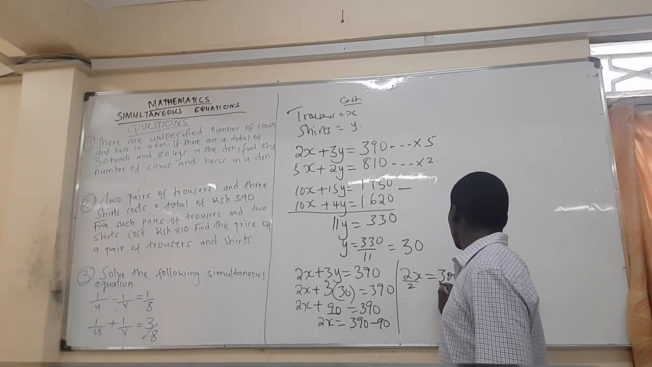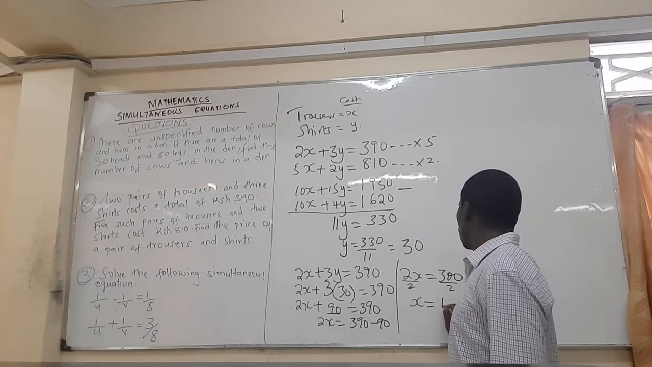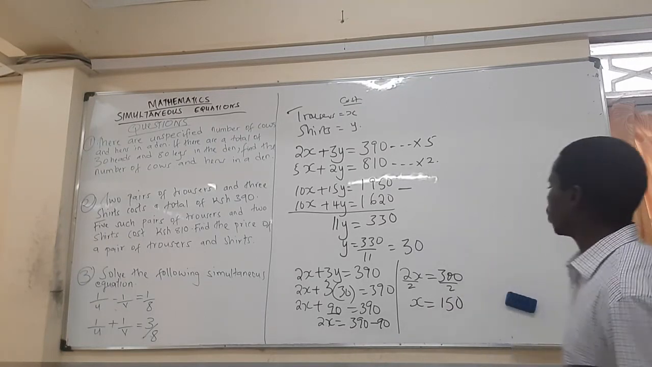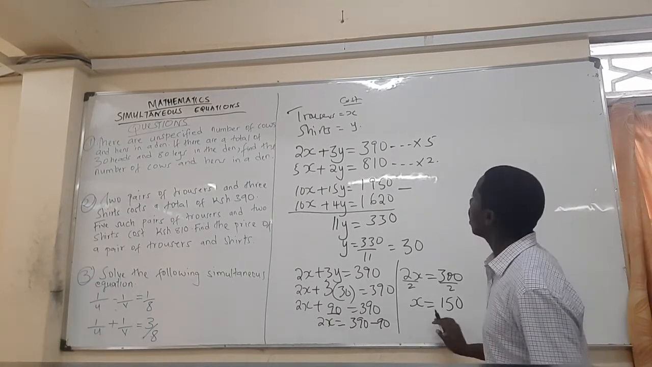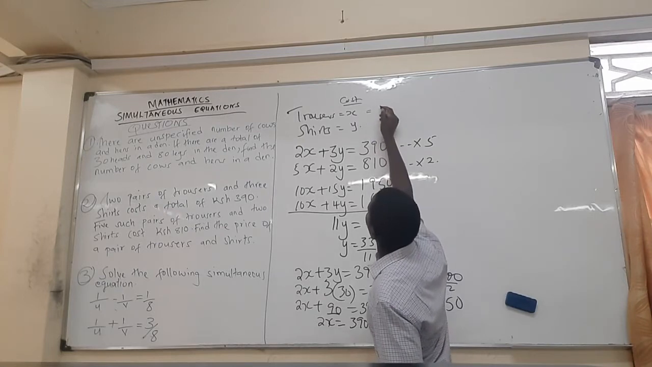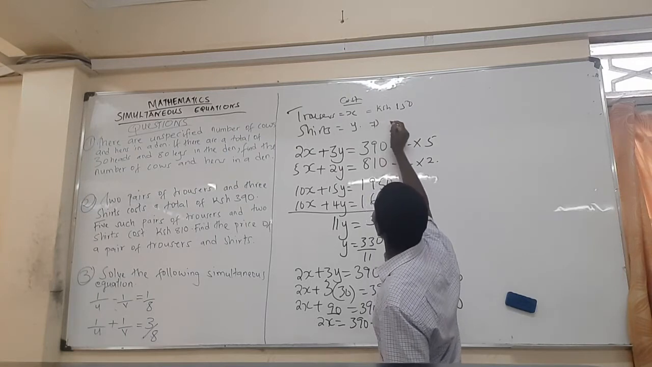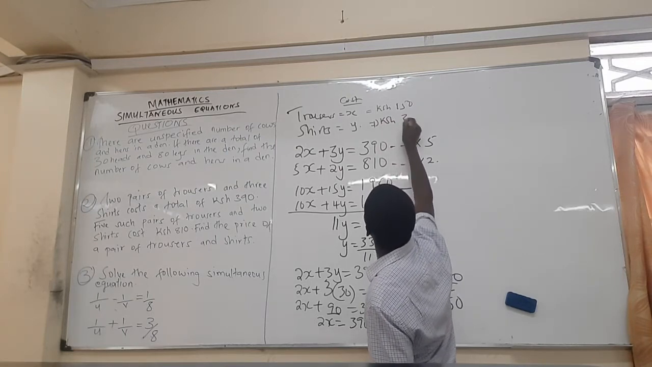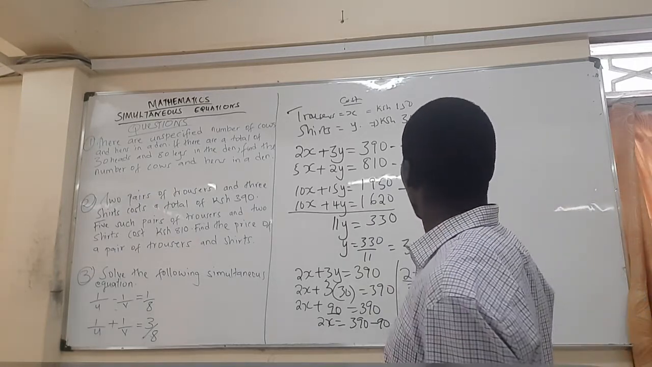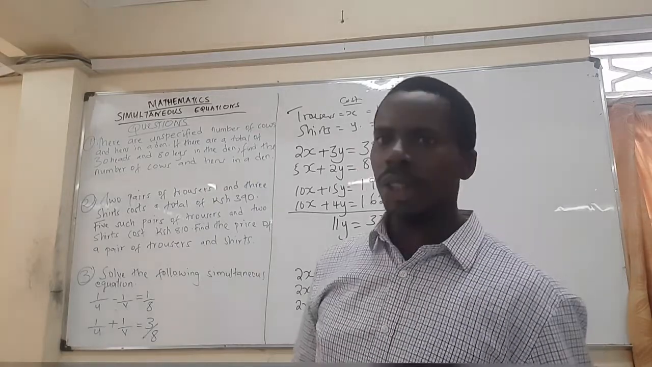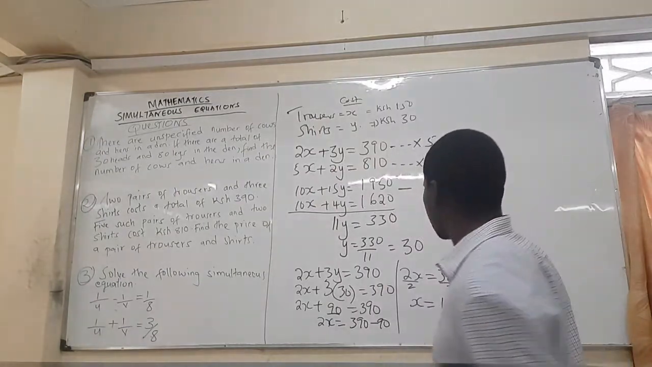So we divide by 2 on both sides. So we have x is equal to 300 divided by 2, which is equal to 150. Meaning now that the cost of a trouser is Kenya shillings 150, and the cost of a shirt is 30 Kenya shillings. That's how we solve that kind of a question. Let's look at our last question there and see how we can go about it.